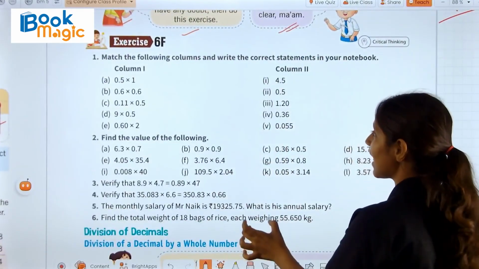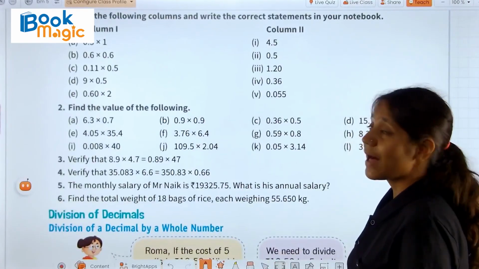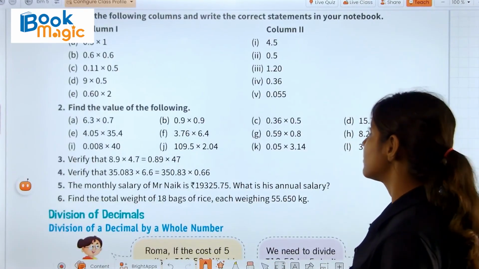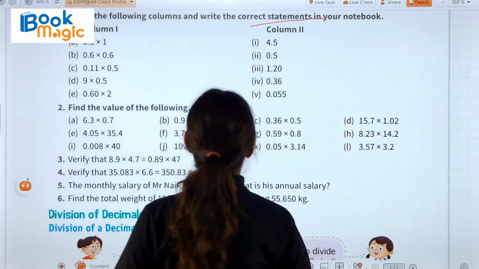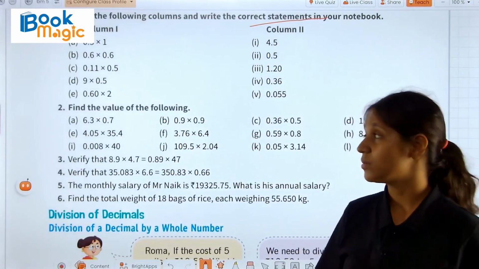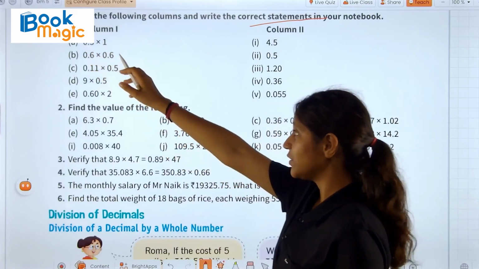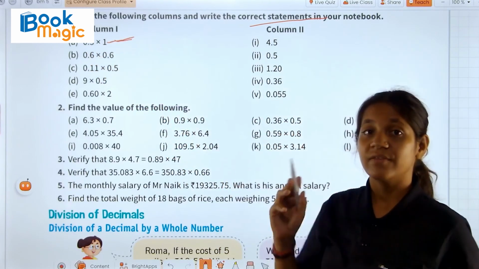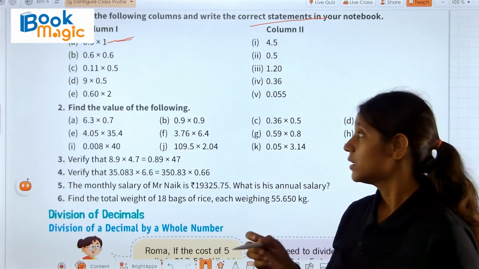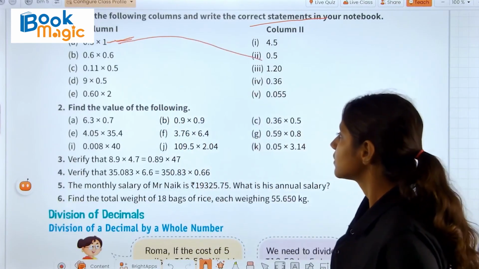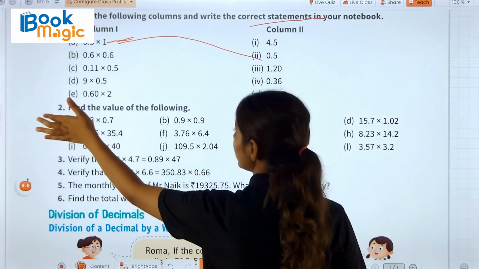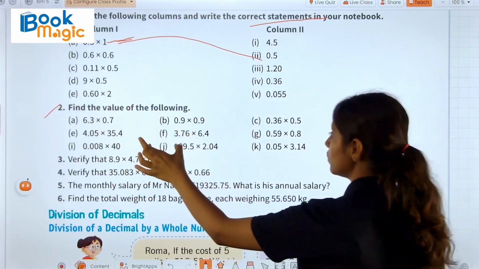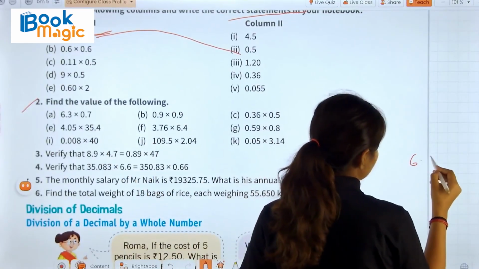Exercise 6F. The very first question says, match the following columns and write the correct statement in your notebook, column 1 and column 2. It has 0.5 into 1. We know the property of multiplication: when we multiply a number with 1, we get the same number. Now in question number 2, find the value of the following: 63 into 7, that is 6.3 into 7.